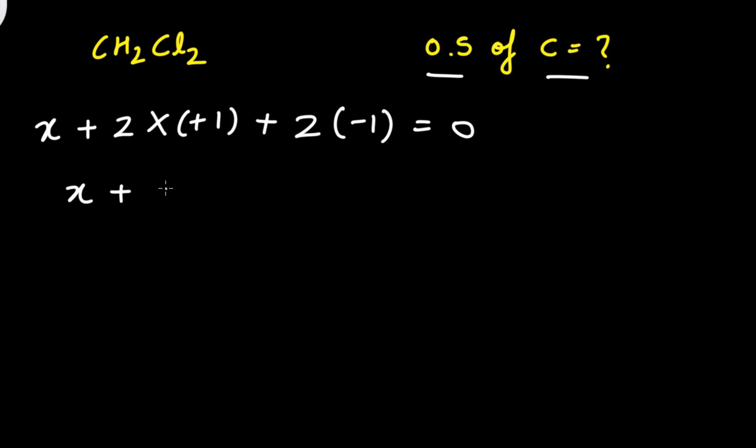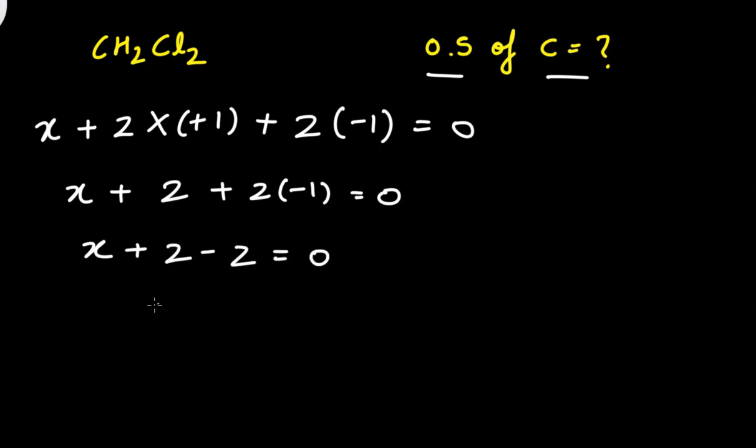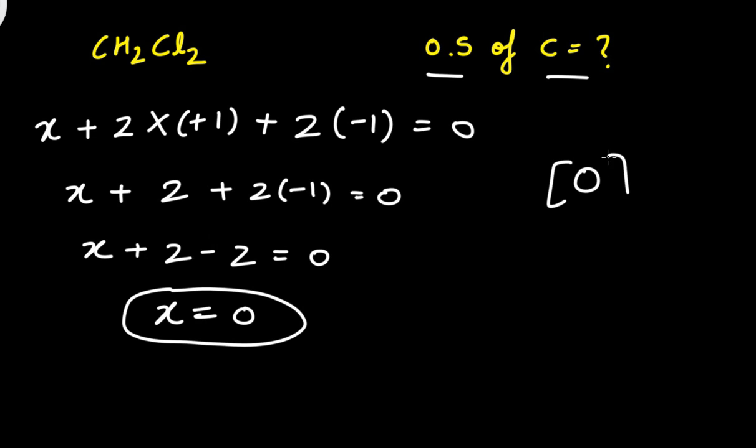Solve it. X plus 2 plus 2 into -1 is equal to 0. X plus 2 minus 2 is equal to 0. 2 minus 2 will be 0, so X is equal to 0. So here the oxidation state of carbon is 0. Alright. In CH2Cl2, the oxidation state of carbon will be 0. Let's move to the next.